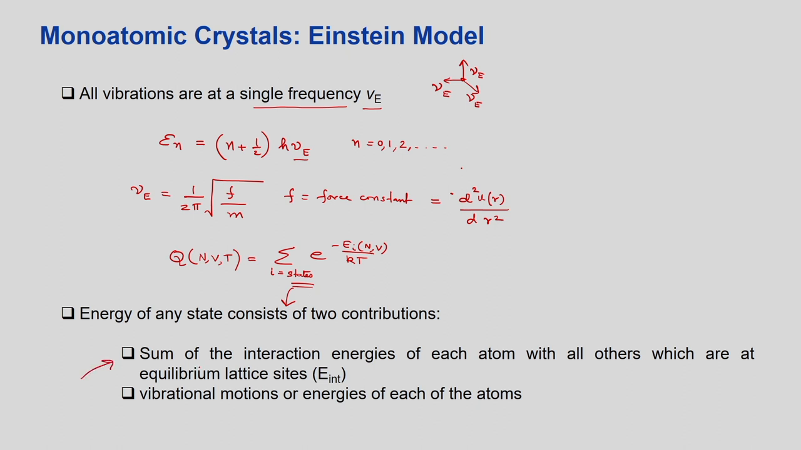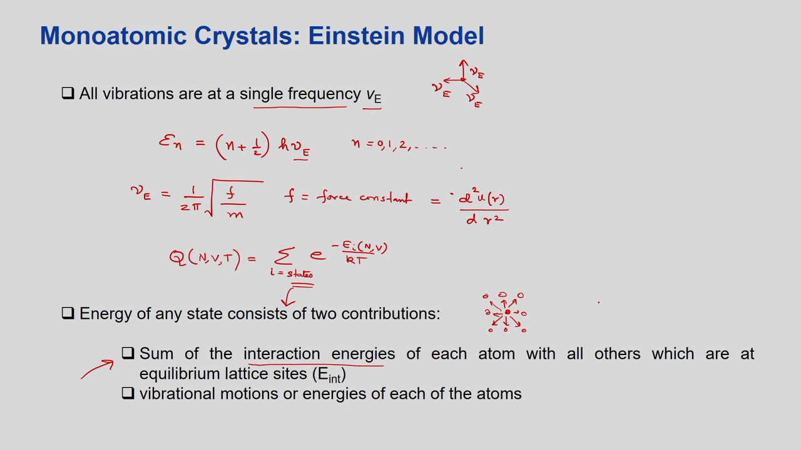The first contribution is the sum of the interaction energies. When an atom interacts with the neighboring atoms, what is the sum of the interaction energy of each atom with the atoms at its lattice sites? If you have this atom here, and these are the neighboring atoms, how does this central atom interact with other atoms when these other atoms are at rest? That will be a constant value because the interatomic potential or interatomic distance is not changing. What will change? The changing will be the vibrations.